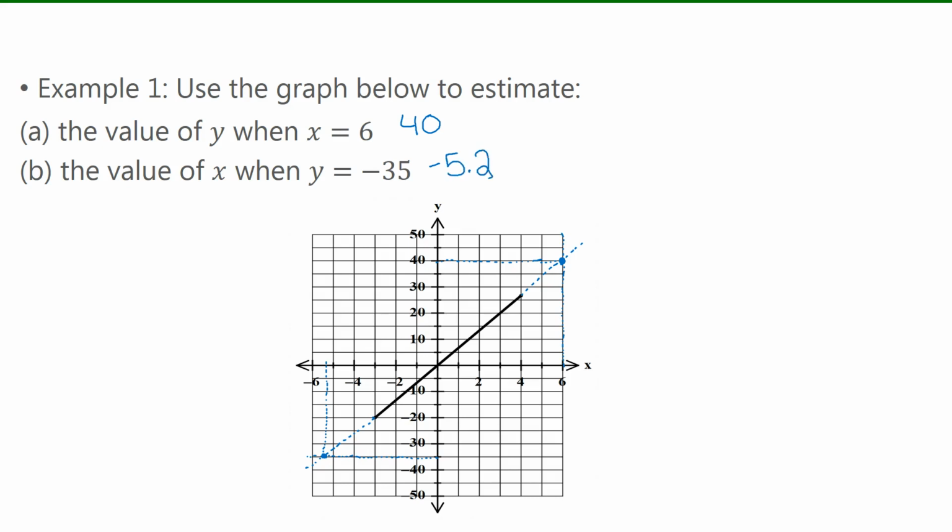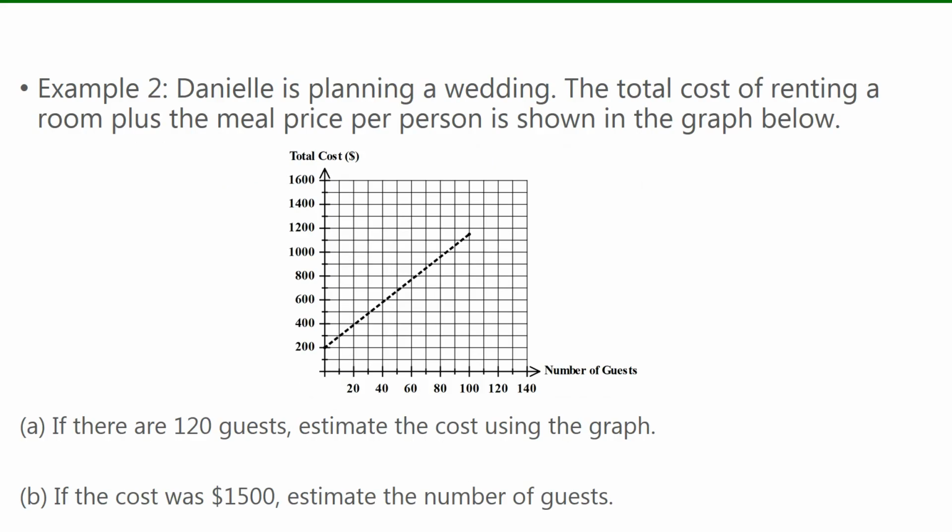So that is extrapolating. So let's look at a word problem here. It says, Danielle is planning a wedding. The total cost of renting a room plus the meal price for each person is shown below. So we have on the x-axis the number of guests, and on the y-axis the total cost. So A, we have to estimate the cost if there are 120 guests.